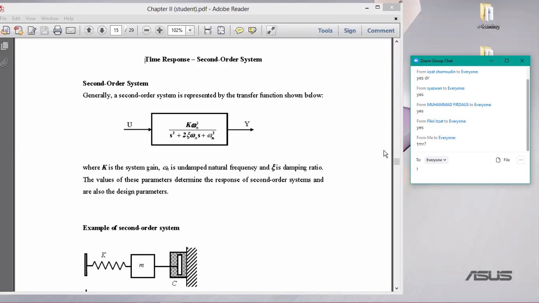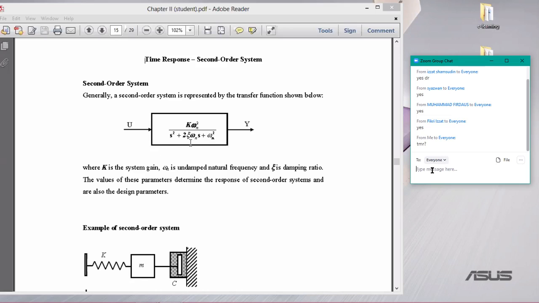Okay, so let us continue. Yesterday we discussed the time response of a first order system, and today we are going to talk about the time response of a second order system. If the highest power of s in the denominator is 2, then that is a second order system.